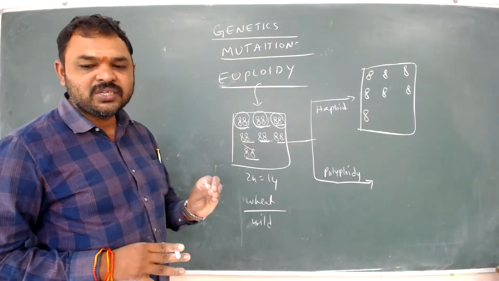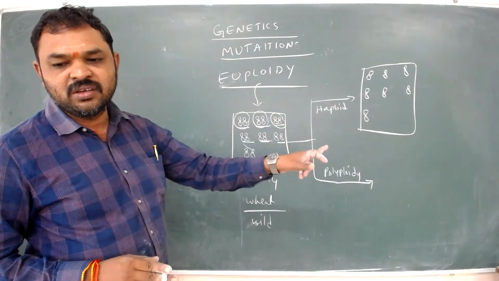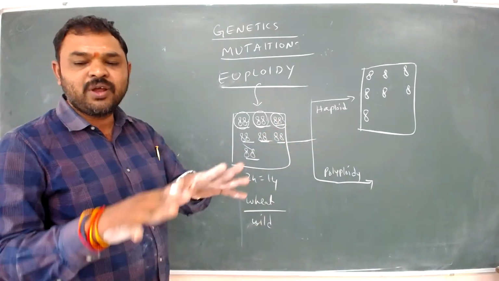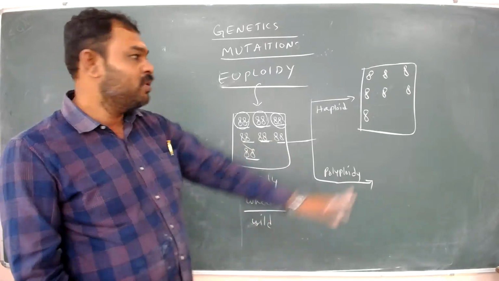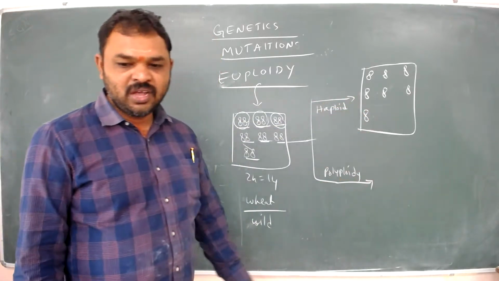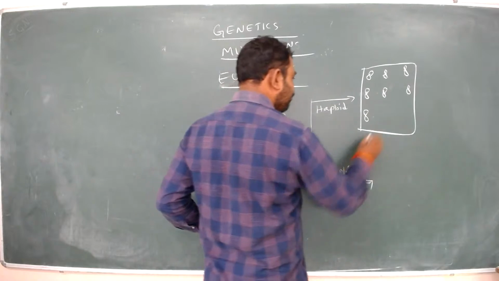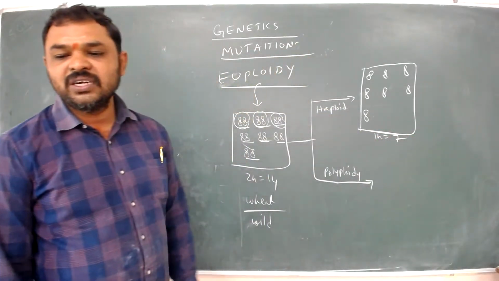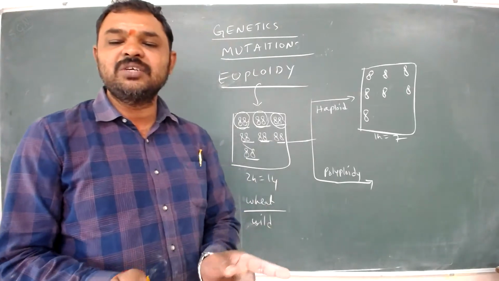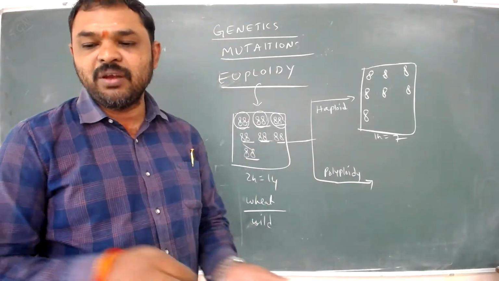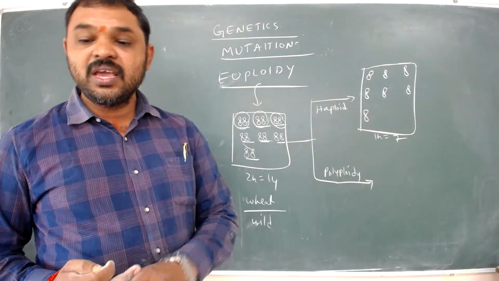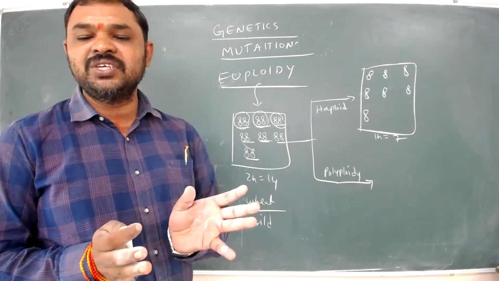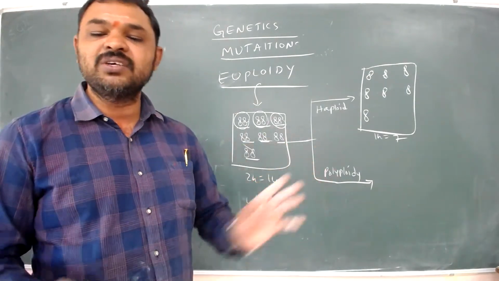Here, if one chromosome is lost from all the original sets of chromosomes, it can form a haploid. Haploid means here 2n equal to 14 becomes 1n equal to 7. How are haploids formed? Total sets are changing, meaning n is changing. 2n becomes 1n, which means haploid.